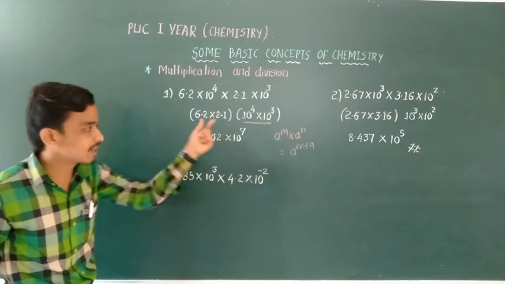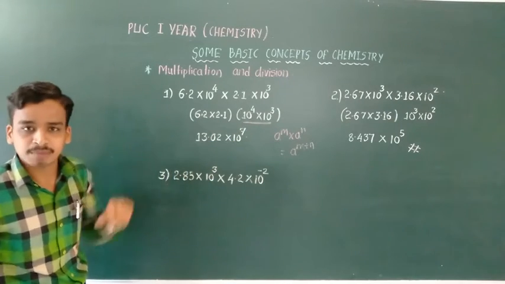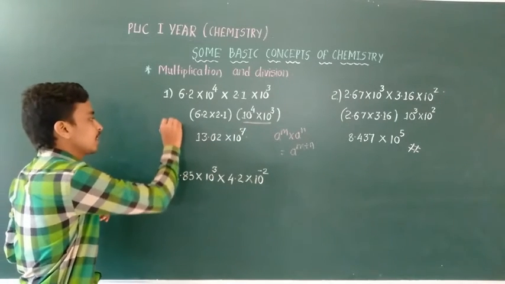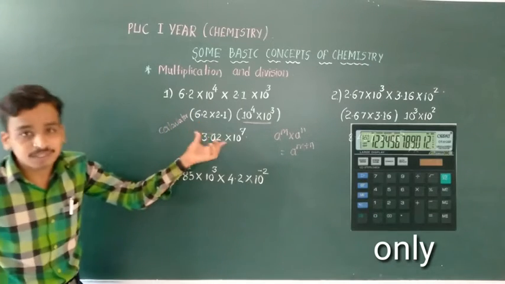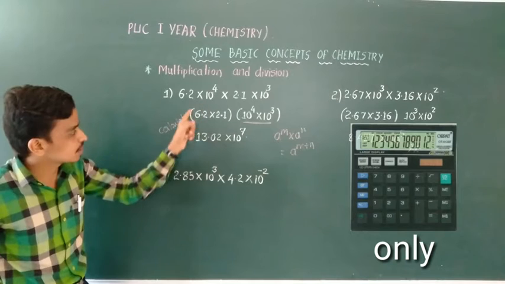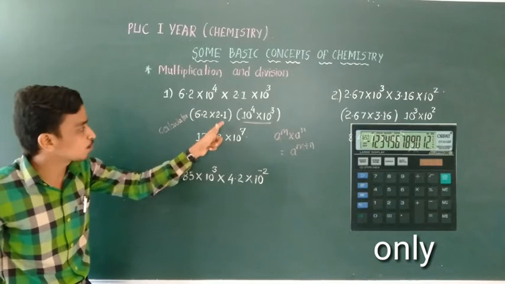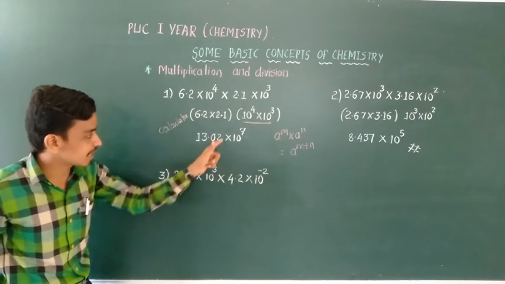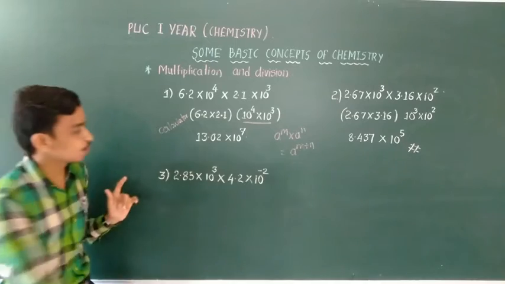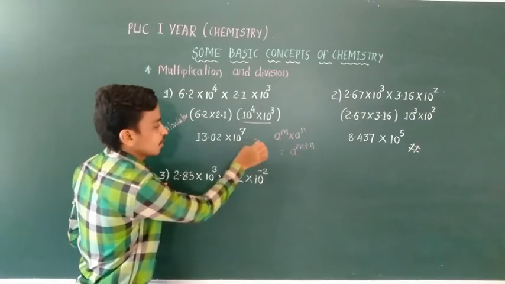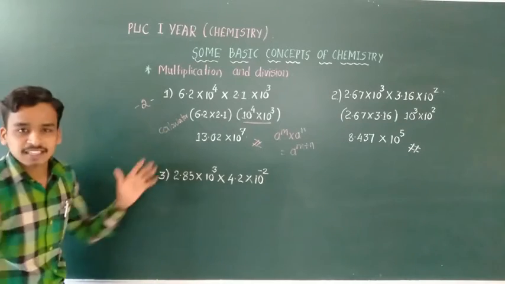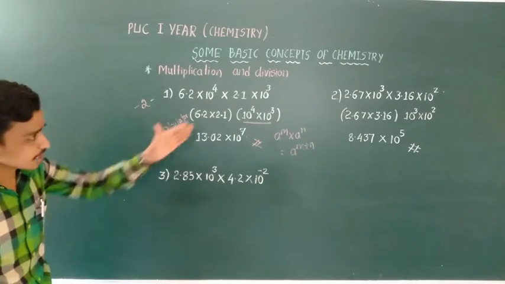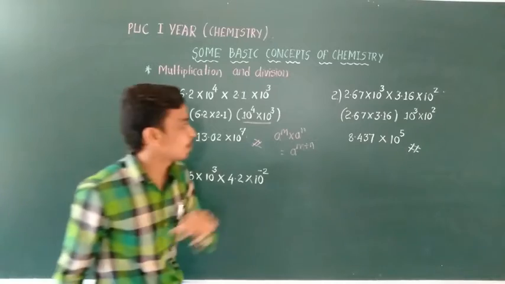That is 10 to the power of 7, and for the number to number multiplication you can use the calculator. No need of manual calculation here. You are allowed a simple calculator, therefore just take 6.2 into 2.1, you are getting the answer as 13.02, and it is the answer for the first problem. It is quite important for 2 marks in the annual examination.